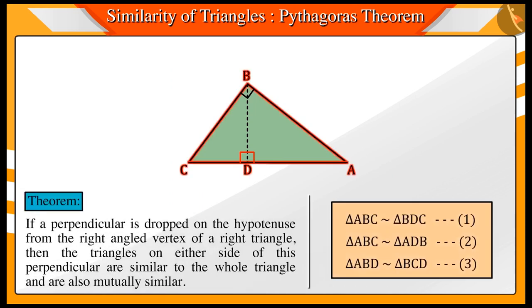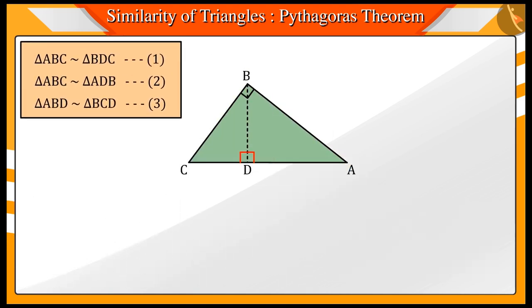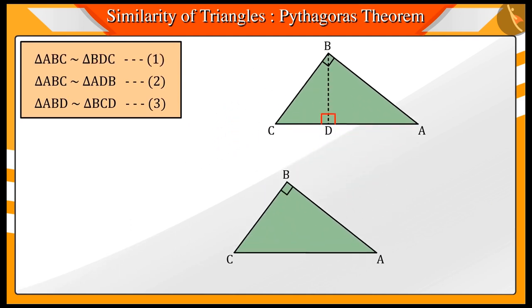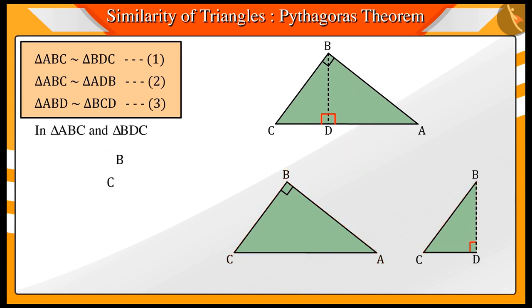As you know from the previous video, if a perpendicular is dropped to the hypotenuse from the right-angled vertex of a right triangle, then the triangles on either side of this perpendicular are similar to the full right-angled triangle and also mutually similar. From equation 1, we know the triangle ABC and triangle BDC are similar. Hence, side BC and side DC and also side CA and side CB will be mutually proportional.